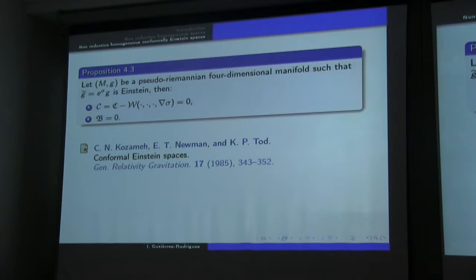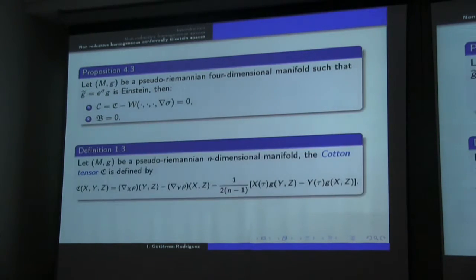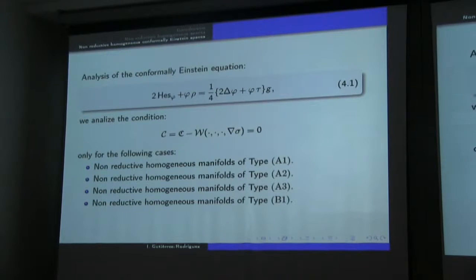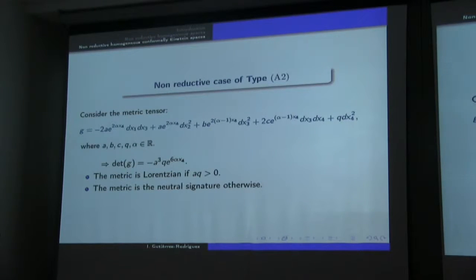In this paper, Kühnel and others give two conditions for a manifold to be conformally Einstein. This is the Cotton tensor, this is the Weyl tensor contracted with the gradient of sigma. This is the Bach tensor. We analyze this equation for this condition only for these spaces, because these spaces are Bach flat.